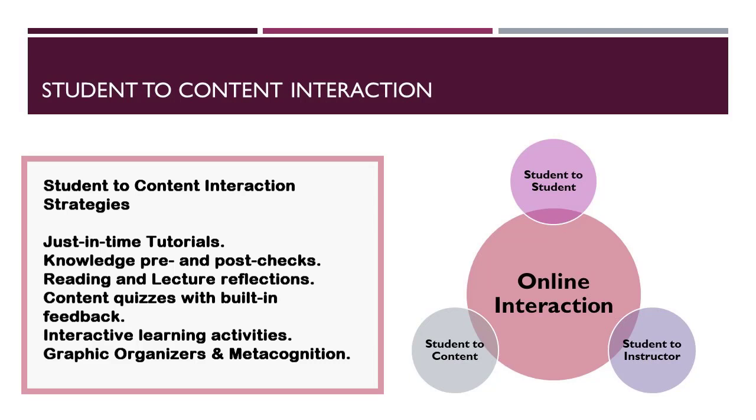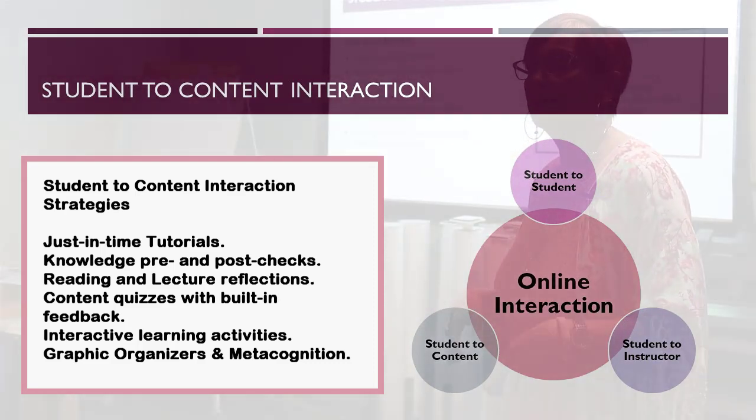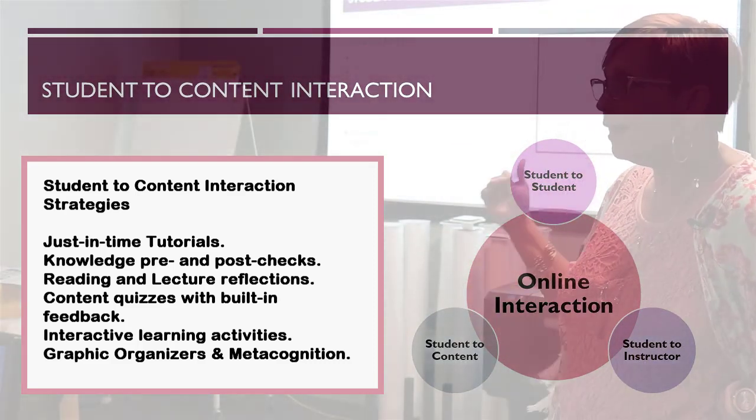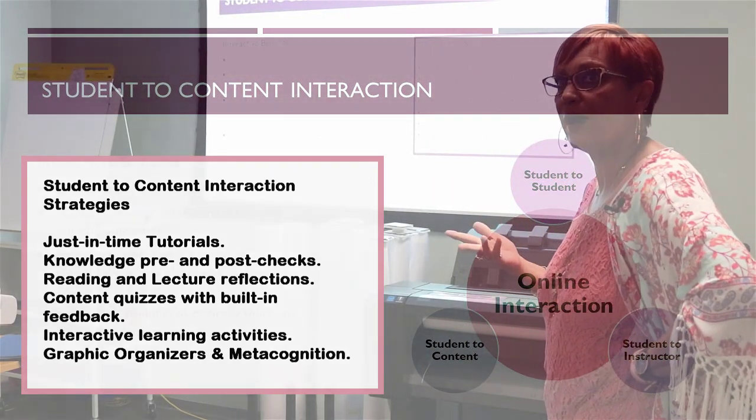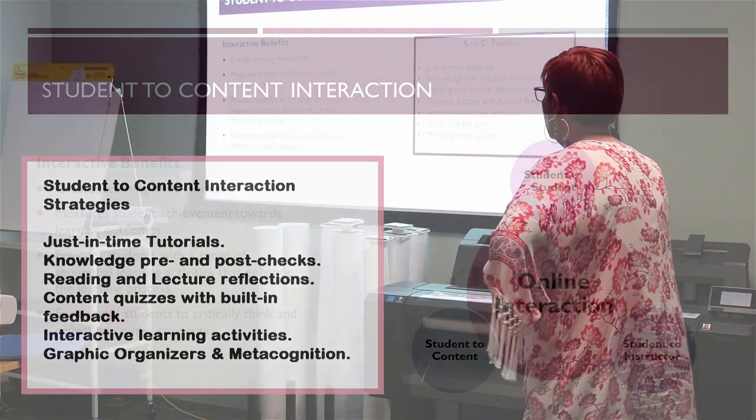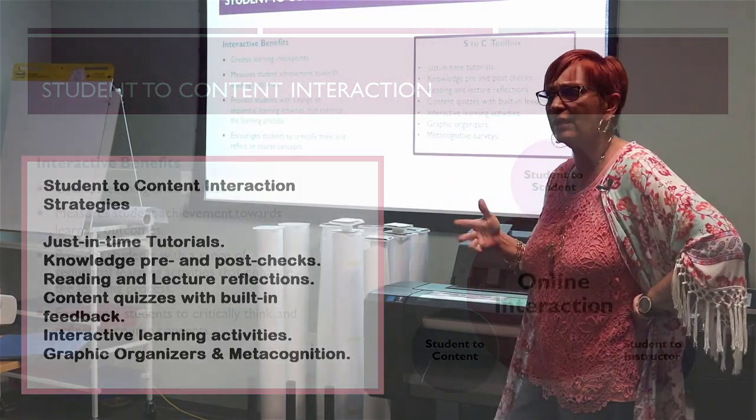Another way you could address content interaction is quizzes with built-in feedback that are self-grading, completion grading. So if they miss an idea, you're alerted that they all missed question 7. They don't understand what transcendentalism is. And you can do a little mini lesson on it. So interactive learning activities are when the students are not just reading something. They have to click on something to do that. They have to add a comment to a page. And they're interacting with content. Any kind of graphic organizer. And then metacognitive surveys that ask them to think about their learning in the learning process.